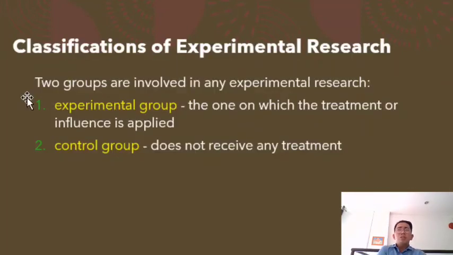Okay, there are two classifications of experimental research, all right? There are two groups involved in any experimental research, class. You just have to remember that there are only two groups involved. The first one is the experimental group, the one on which the treatment or influence is applied. The control group does not receive any treatment. So, experimental group and control group only.